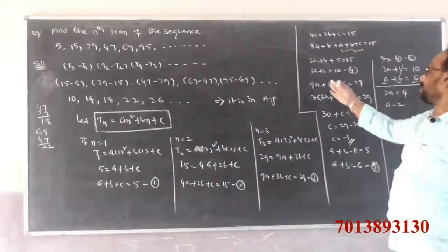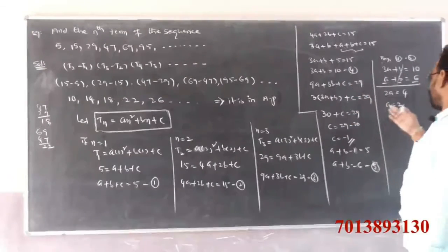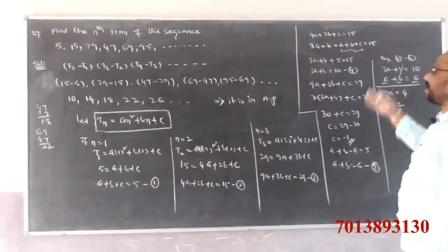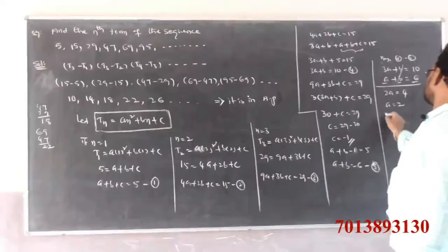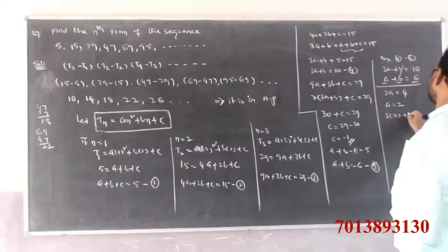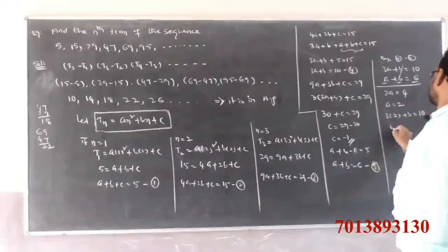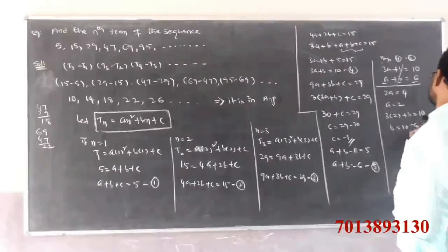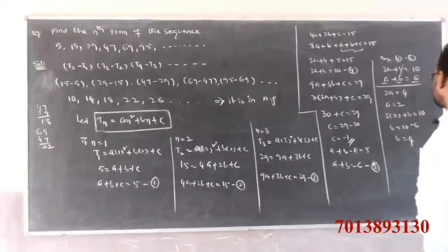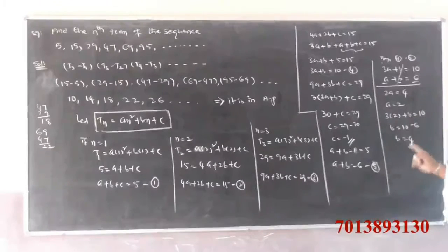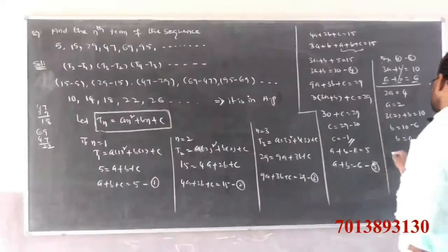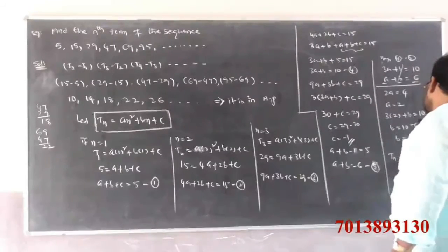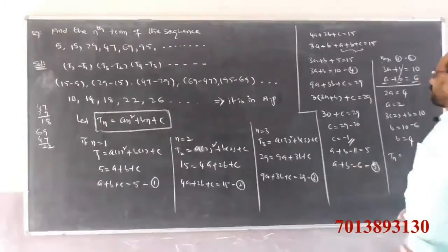Substitute the A value in equation number 4 or 5. We get 3 into 2 plus B is equal to 10. B is equal to 10 minus 6. B is equal to 4. A value 2, B value 4, C value how much? Minus 1.